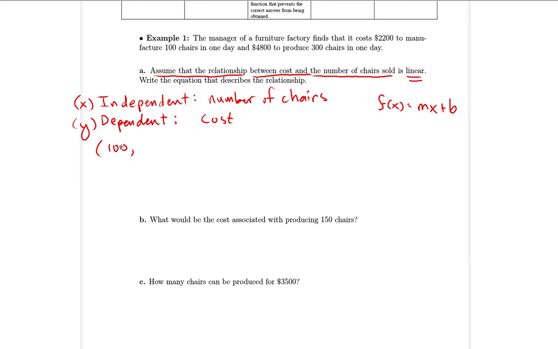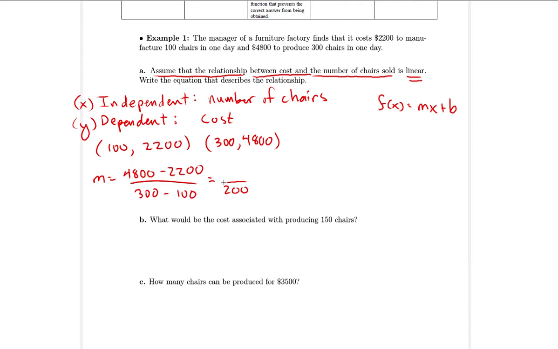when the number of chairs is 100, we know the cost is 2,200, so that's an ordered pair. We also know that when the number of chairs is 300, the cost is 4,800. So there's another one. Based on that information, we can easily find the slope by taking the difference in y values over the difference in x values. And so what we end up with here is, on the bottom, 200, and up on top, what do we have? 2,600, and that all simplifies to 13. All right, so that's great.